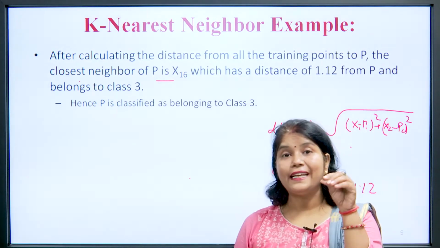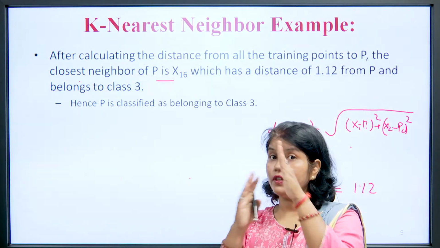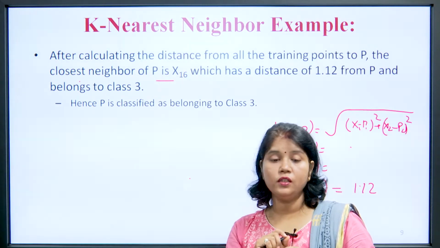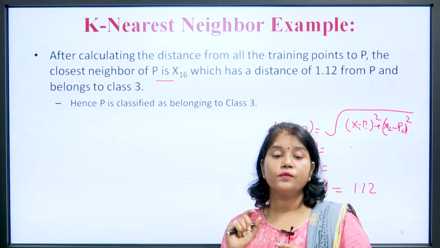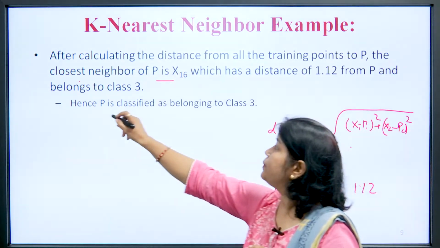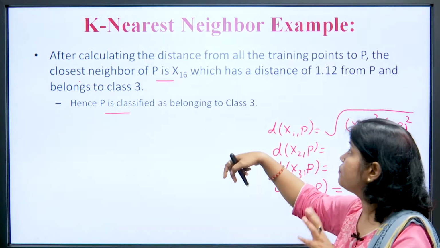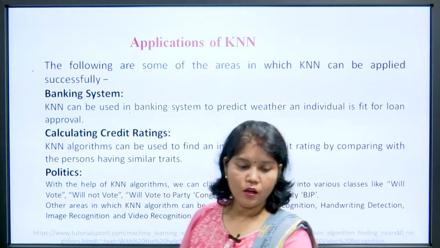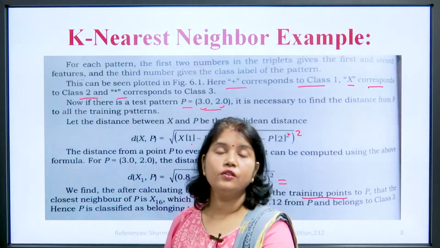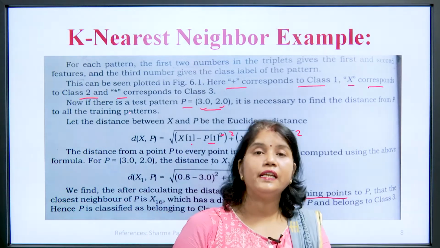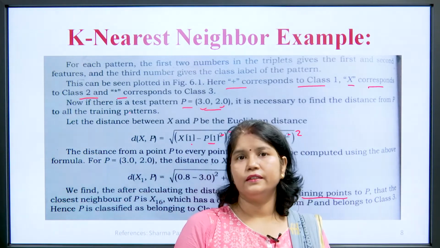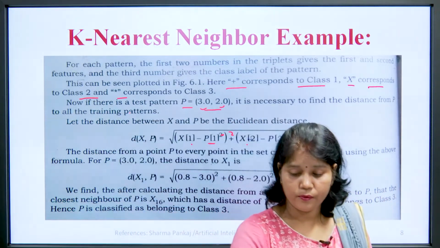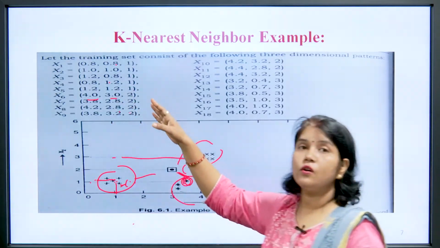So, in which category you will put your point P? Here P is classified in class 3. On the basis of that, you will decide where your data will lie. With this manner, I hope it is all clear to you.